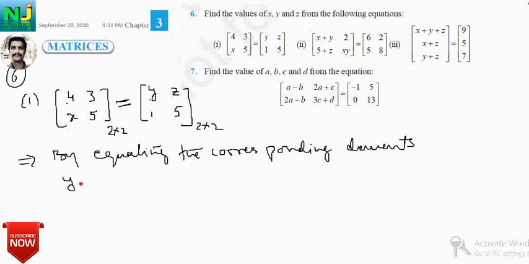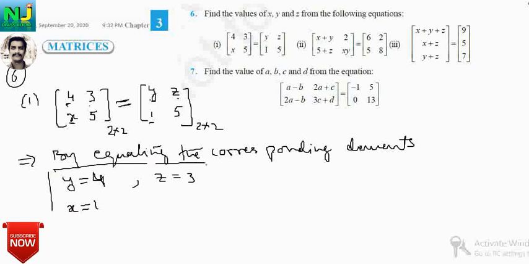y value is equal to 4. Look at y, the corresponding element is 4, here it is 3, the corresponding element is z. Okay, that is z is equal to 3. Here is x and here is 1, corresponding elements. This is a12 and this is a12, so x is equal to 1. So now you get the answer.